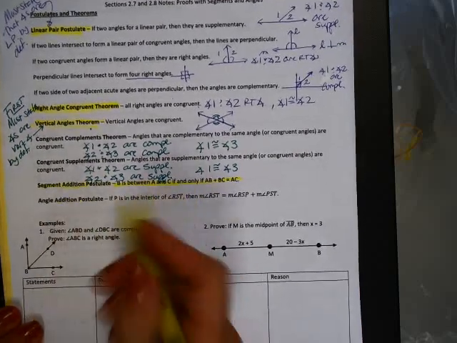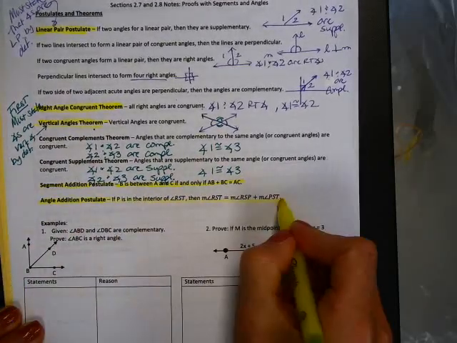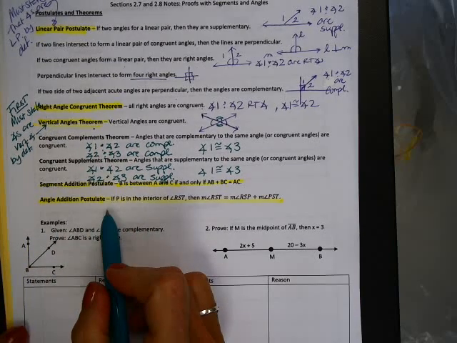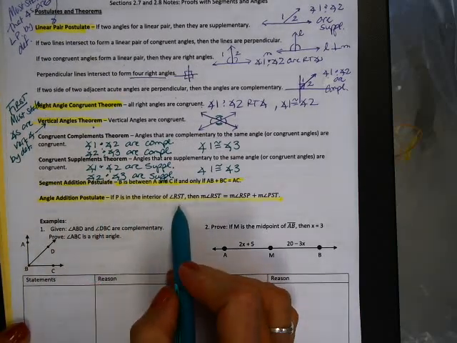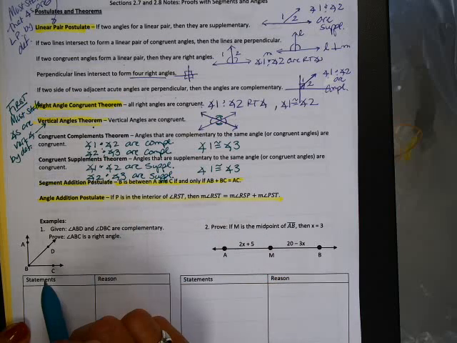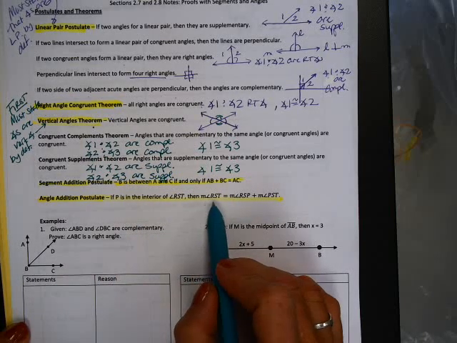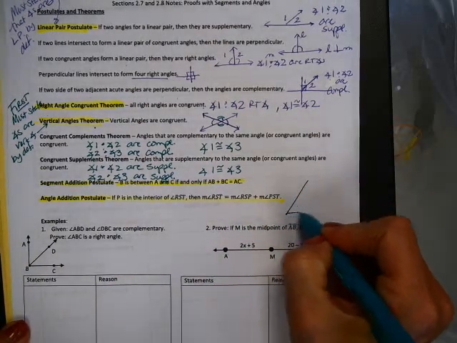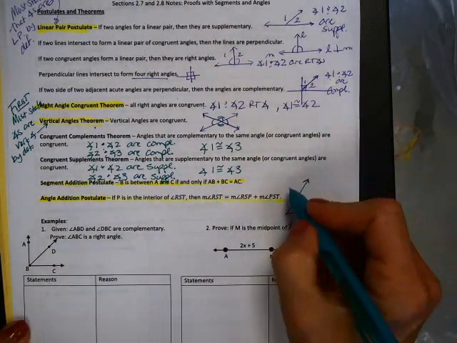We have talked about the angle addition postulate, but here's the formal angle addition postulate. If P is in the interior of angle RST, then the measure of angle RST is equal to the two smaller angles. So beautiful picture here. We know what this is. It's just like the segment.